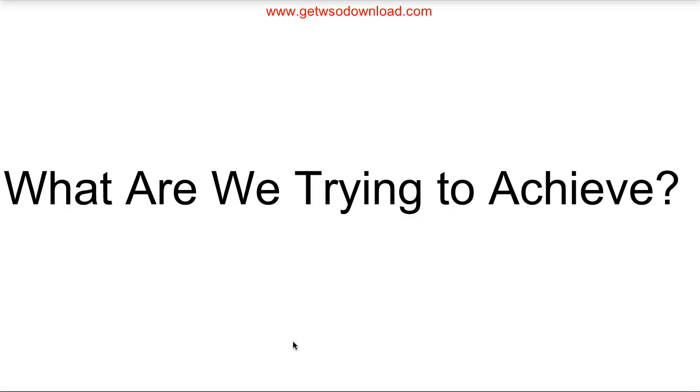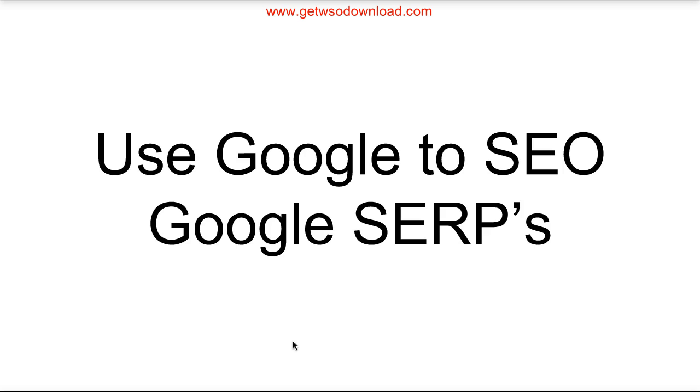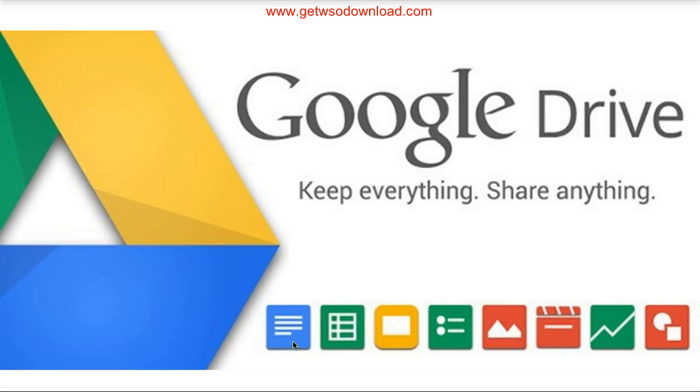And so what are we actually trying to achieve with RYS Academy? Well, what we're trying to achieve is using Google to SEO Google's SERPs. So you're trying to use the power of Google's domain authority and trust flow to manipulate the rankings that you see on page 1, 2, 3, and wherever else in the Google search results for your key phrase and key term.